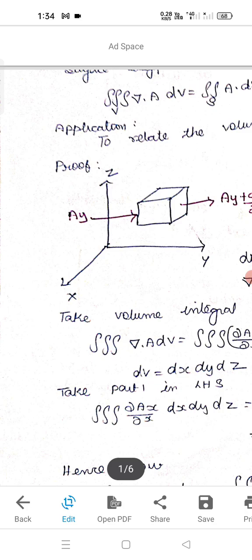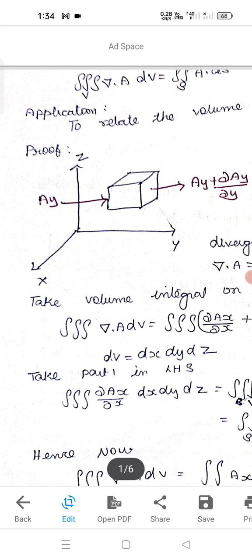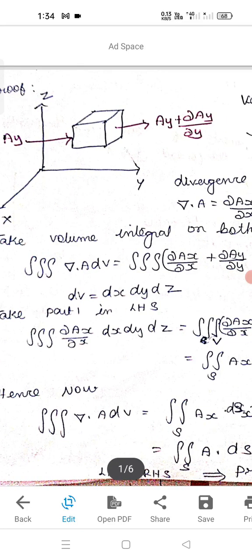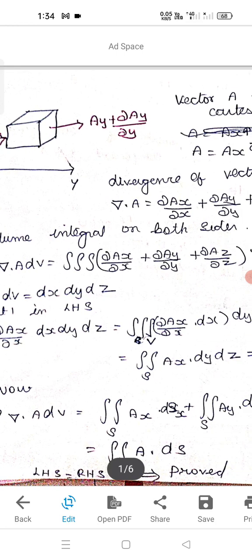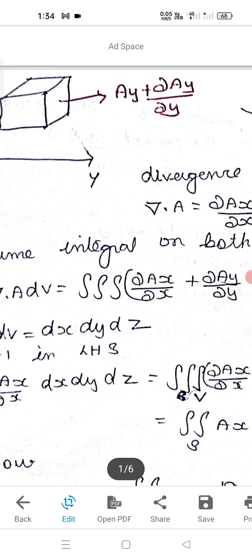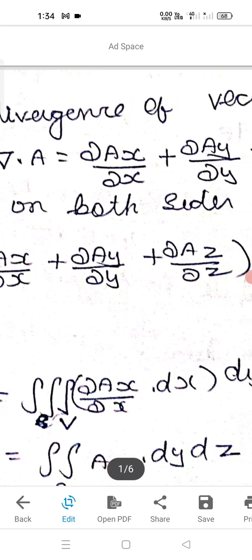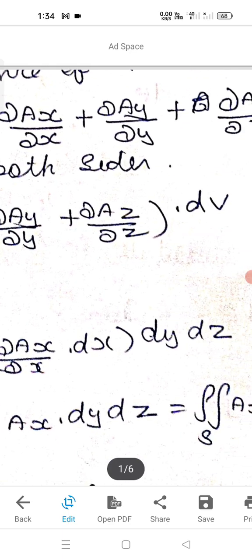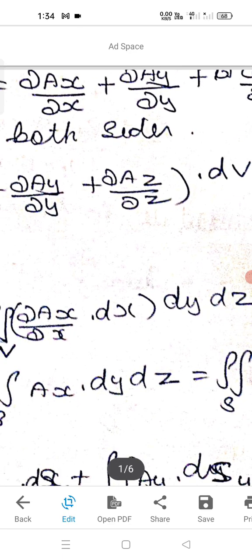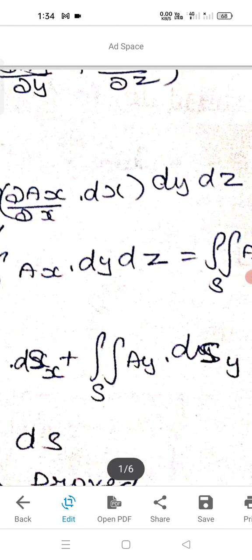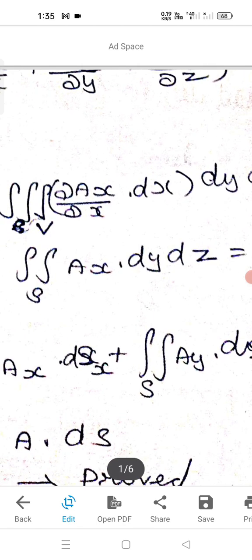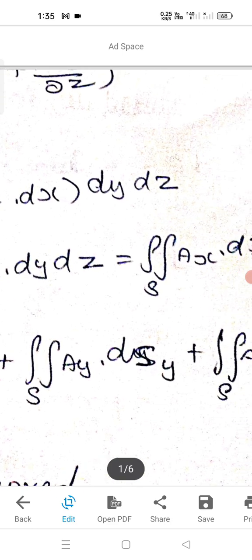So for the volume integral, dv is equal to dx dy dz. Now we take part 1 on the left hand side, that is, only the volume integral of dou Ax by dou x into dv. In that, if we have dx and dx, it gets cancelled. So now it is dou Ax dy dz. When we take the integral, it gives the answer as Ax dy dz.